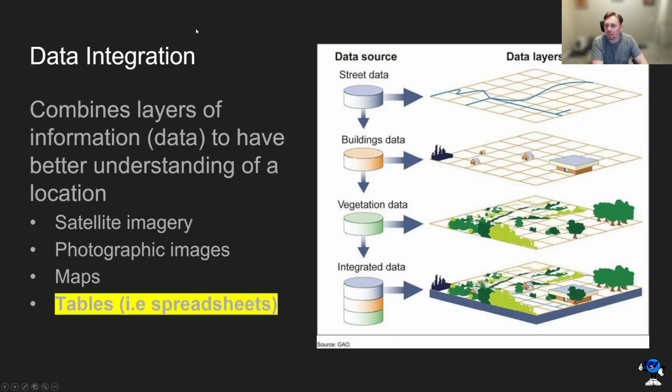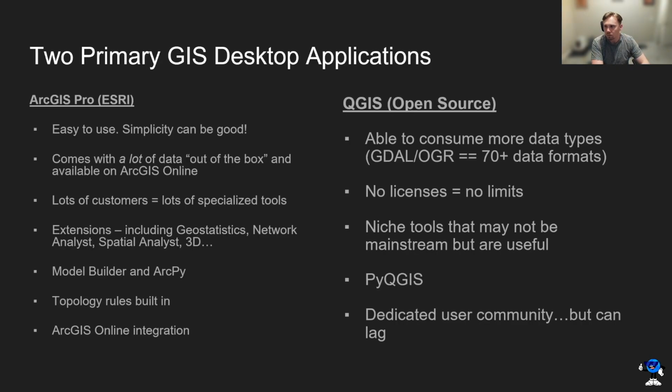So for data integration, it combines layers of information to have a better understanding of location, something like satellite imagery, photographic images, maps, or tables, or spreadsheets. There are 2 primary GIS desktop applications.